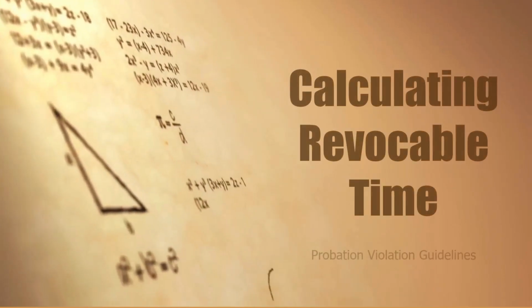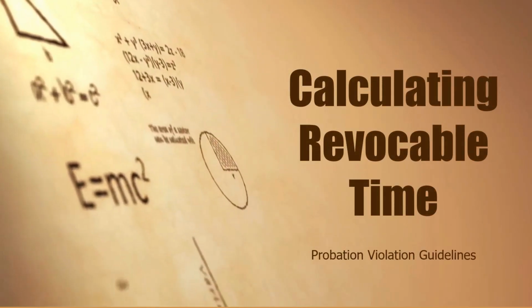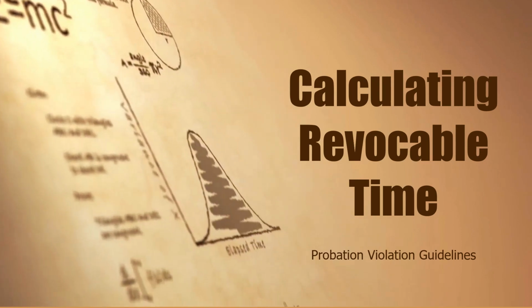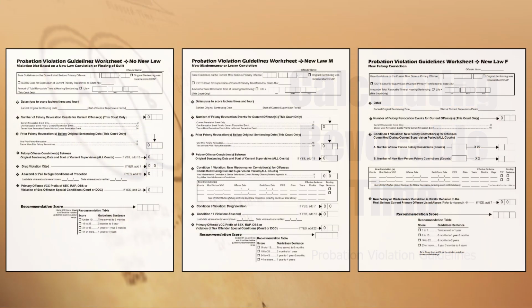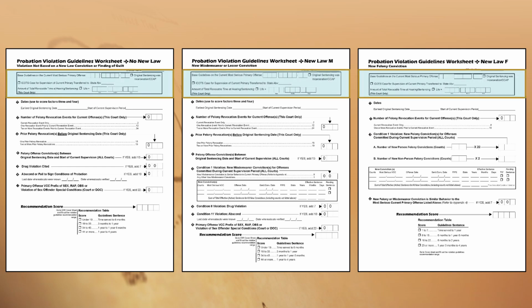In today's video, we will be going over how to calculate revocable time for probation violation guidelines. Revocable time is a common factor across the no new law misdemeanor and new law felony worksheets located at the top of each sheet.